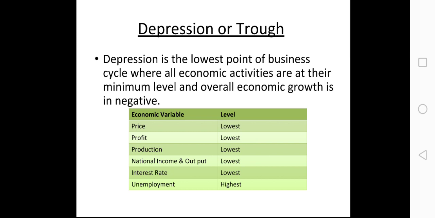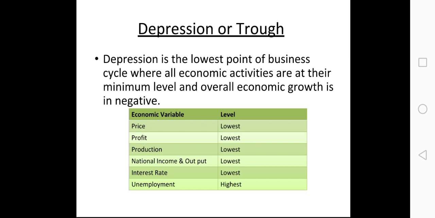Depression is the lowest point of the business cycle where all economic activities are at their minimum level and overall economic growth is negative. Due to this negative growth, income and employment fall. Although prices of goods and services are low during depression, even then people cannot buy them because of low wages, high unemployment, and rare profit for the producer. These factors lead to a lower level of production, which ultimately lowers the level of national income.